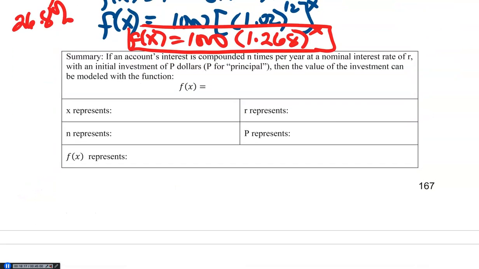Okay, let's summarize this. If an account's interest is compounded n times per year at a nominal interest rate of R with an initial investment of P dollars, P for principal, then the value of the investment can be modeled with a function. So P times (1 plus the rate R over n), compounded n times per year, raised to n times x.